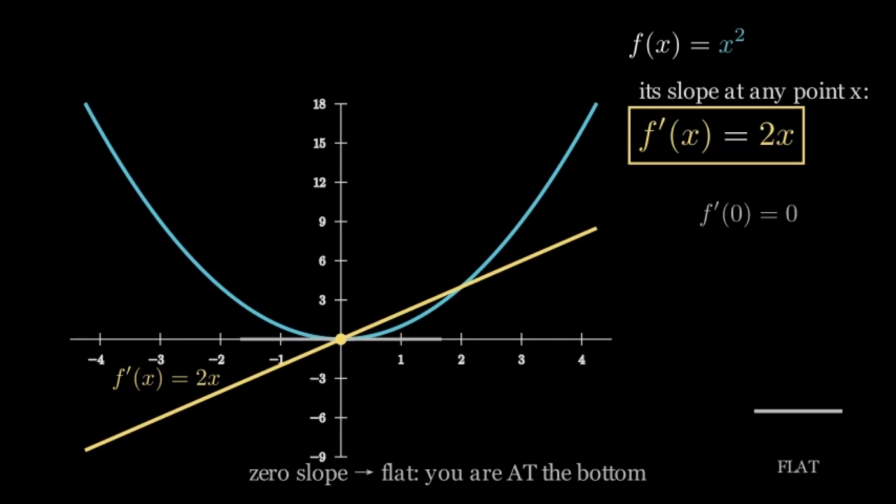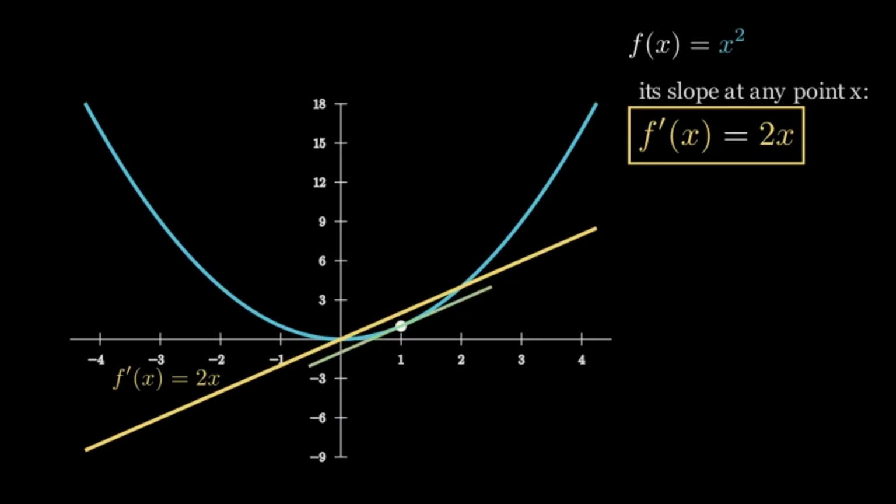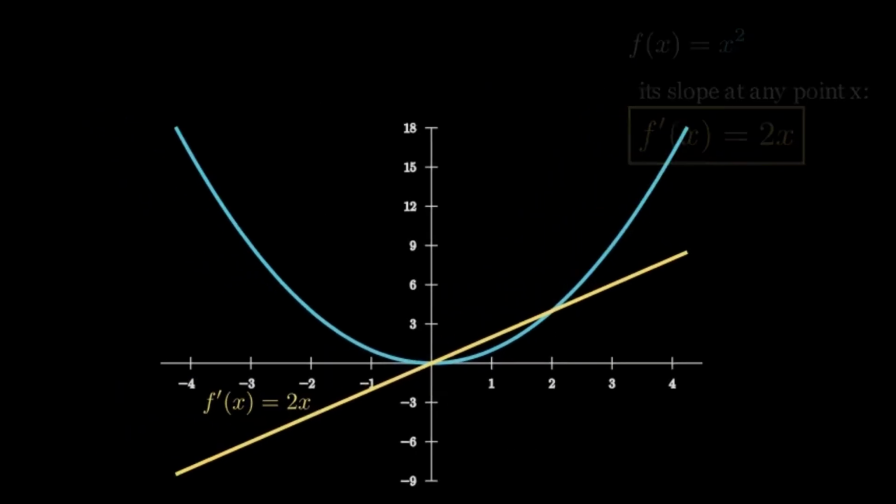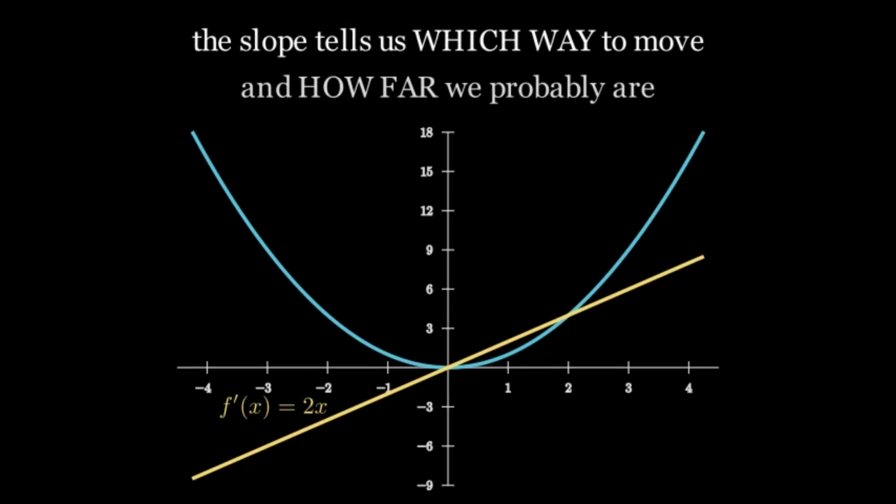One more thing, and it's the part people skip. The magnitude matters too. At x equals 1, the slope is 2, gentle, and we are close to the bottom. At x equals 4, it's 8, steep, and we are far away. So this single number is doing double duty. Its sign tells us which way to move, and its magnitude tells us roughly how far we have to go.